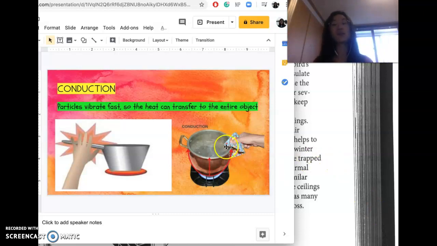That's why when your mom cooks ramen or something like that, and they boil water, you don't want to just hold the metal pot. You're going to drop it and burn your hand. So you use other things to kind of hold it.